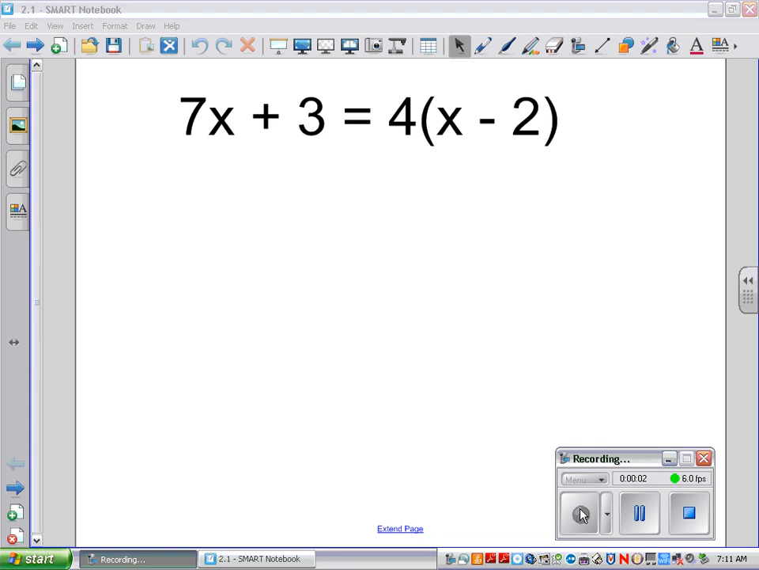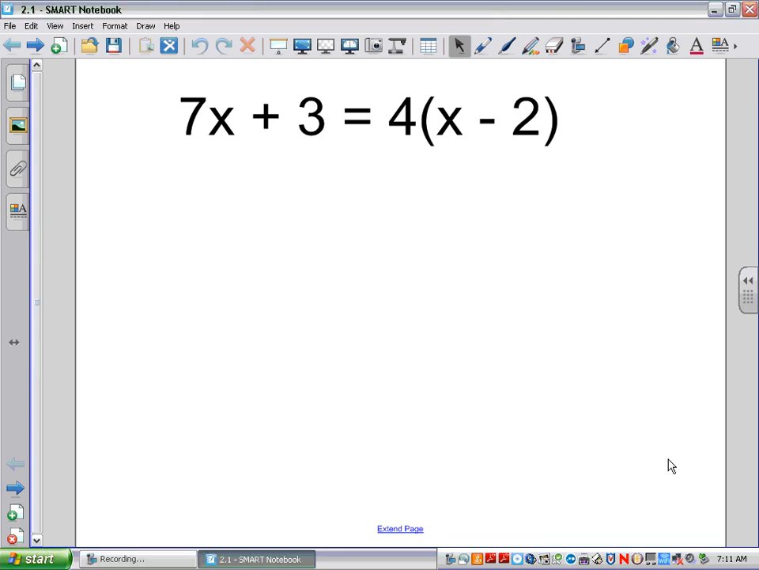Okay, hello. Welcome again. We are ready for 2.1. Make sure you're on the right worksheet. Our first problem here, 7x plus 3 equals 4 times the quantity x minus 2.